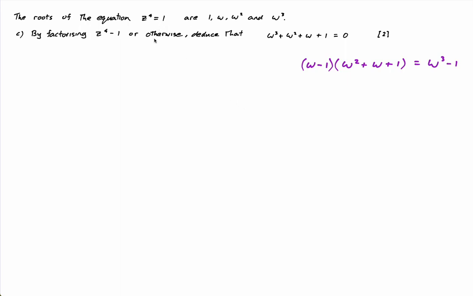Okay, so now we're looking at n equals 1. So imagine it says the roots of the equation z to the 4 equals 1 are 1, omega, omega squared, and omega cubed. By factorizing z to the 4 minus 1, or otherwise, deduce that this equals 0.